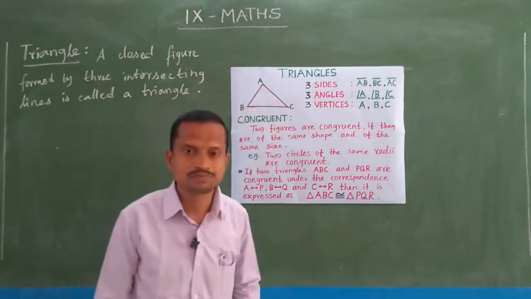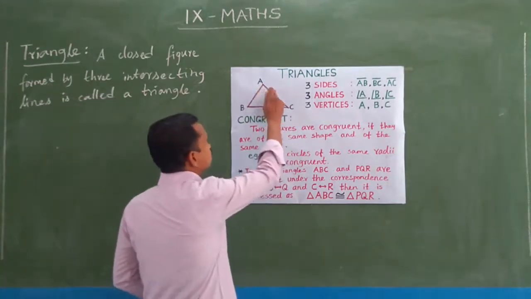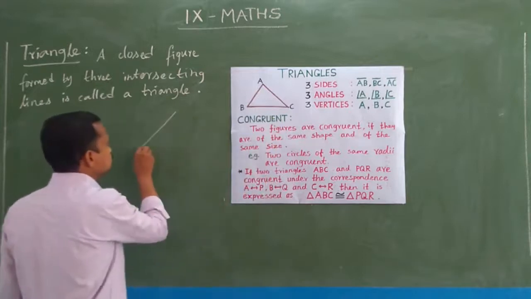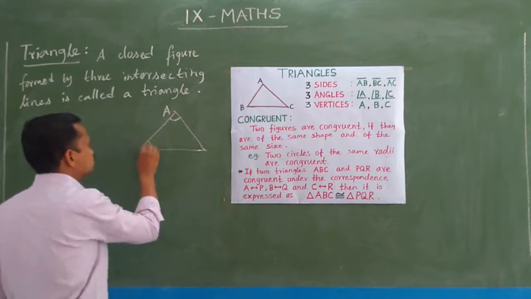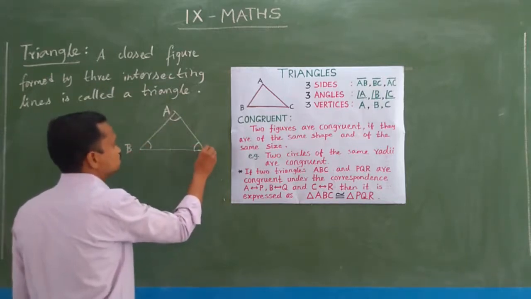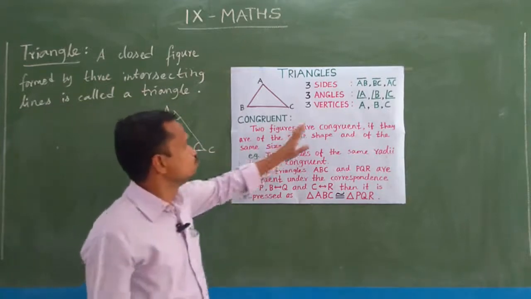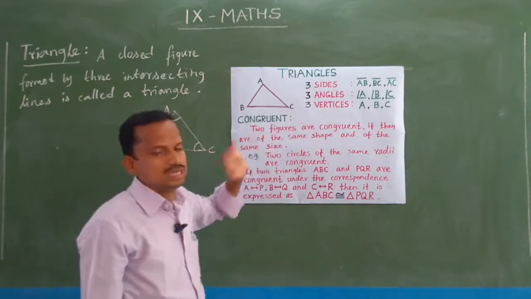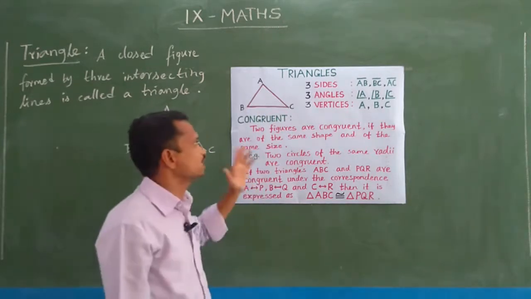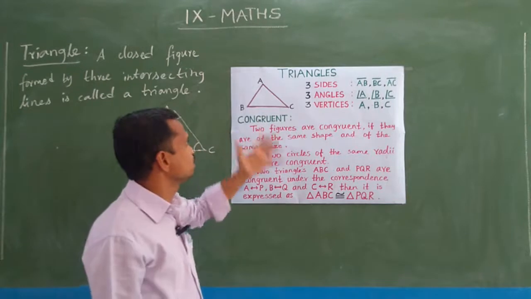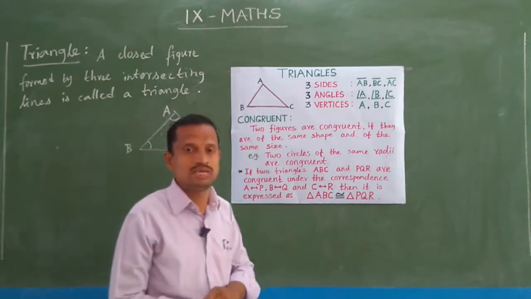We can put a mark for each angle in the triangle. This is angle A, this is angle B, and this is angle C. So tri means three: three sides, three angles, three vertices. So they named it a triangle, a three-angle figure.